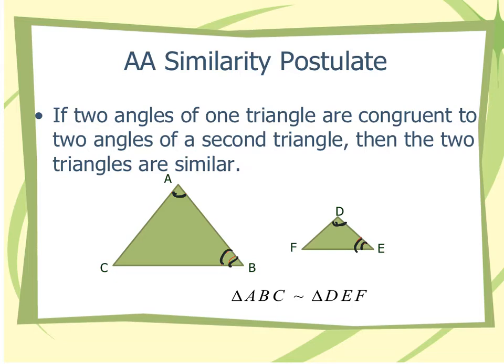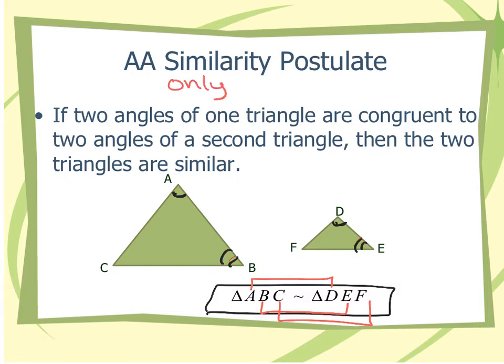And again, in your similarity statement, the order of the letters is important. So notice how A is the first letter, and it matches with D, B matches with E, and C matches with F. I know by my third angles theorem that angles C and F would also be congruent. Now this AA similarity postulate only works for triangles. Only for triangles.